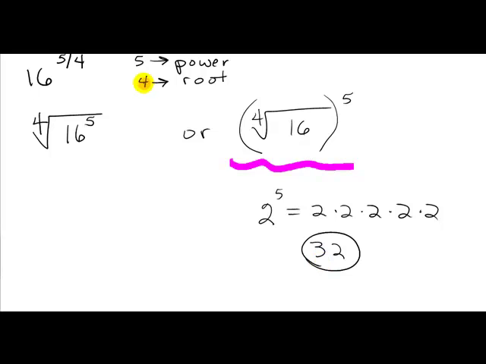So remember our little picture, the number on the bottom, the roots of the flower, will go in your root position next to your radical sign. The number on top is a power number, and we want to put it on the outside. Take the root first and then do the power.